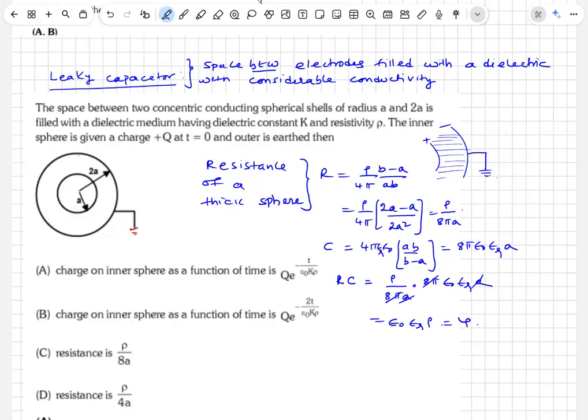Now, how to identify this arrangement? This arrangement is to be identified as if you have some plus Q, minus Q charge and you are connecting it by means of some resistor R. Can you please help me in writing the charge at any instant? Q times e to the power of minus t by tau. So Q times e to the power of minus t by epsilon naught epsilon R rho. So what is correct?